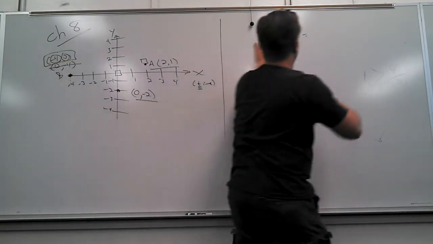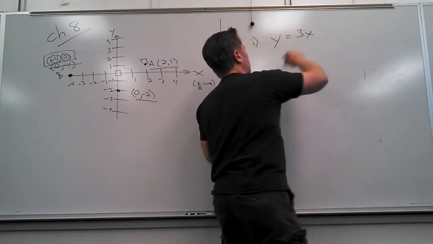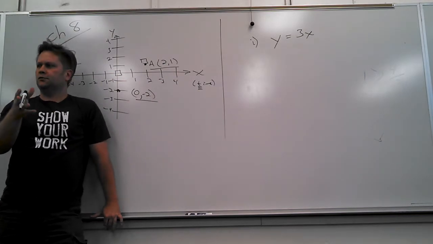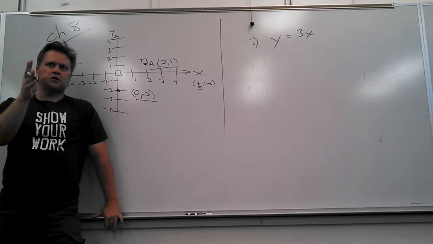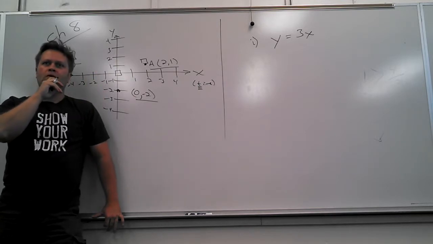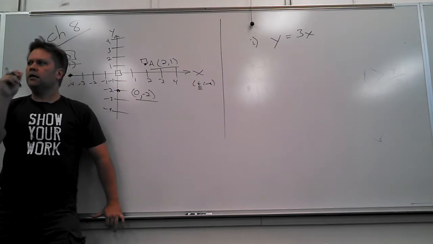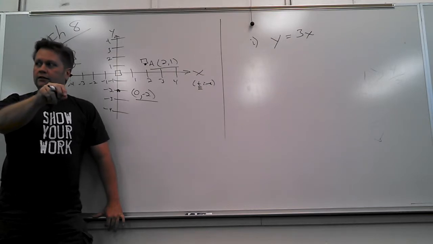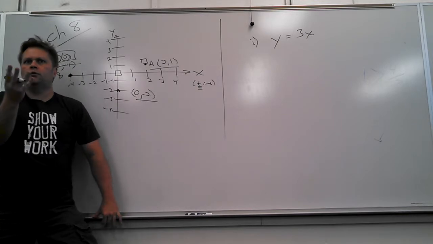Let me try something a little more direct. Now, if I ask this next question, what does this say? Y equals 3 times X. That might sound like a strange way to put it, but think about what it really means. Whatever X is, Y is 3 times as big. That's really what it says.